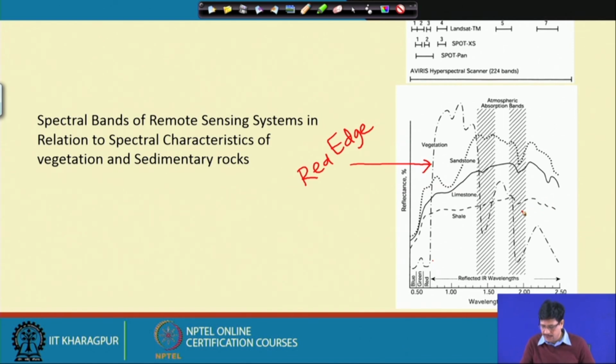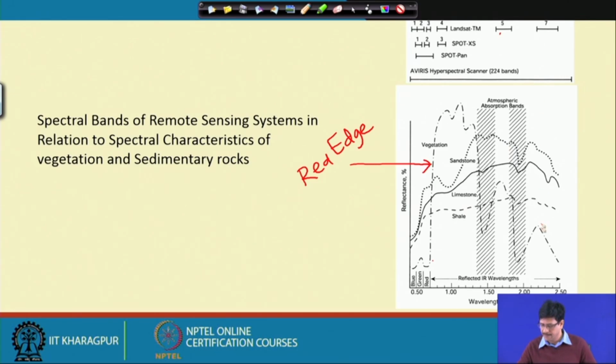And with the atmospheric absorption band shown, and also the spectral bands of the satellites like Landsat TM are also shown here. Say for example, this is the band 5 of thematic mapper, and this corresponds to a spectral characteristic of a vegetation over here, or for a limestone or for a sandstone shale here. So, we could see that they could be very well discriminated, and even if individually they are not able to be discriminated, sometimes when we combine.